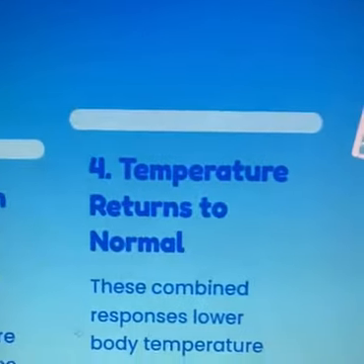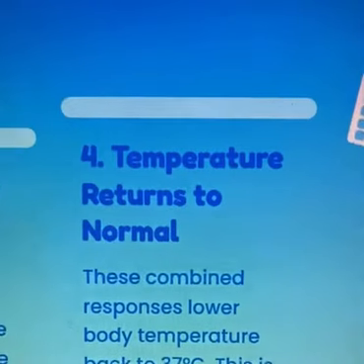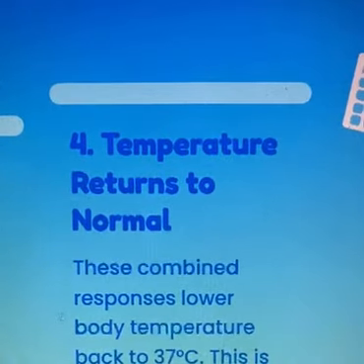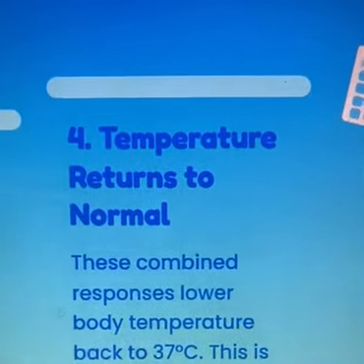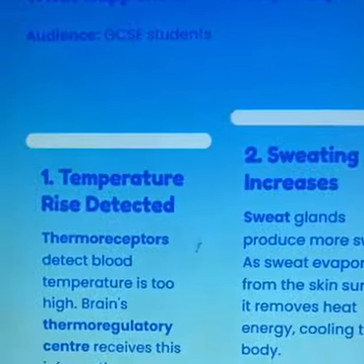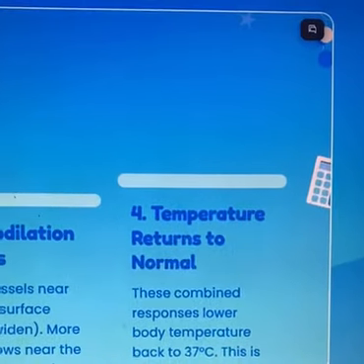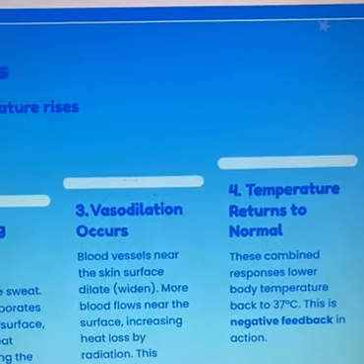And the last one is temperature returns to normal. These combined responses lower body temperature back to 37 degrees Celsius. This is negative feedback in action. So you can see the temperature was high, and now it is maintained. So this will be the negative feedback.